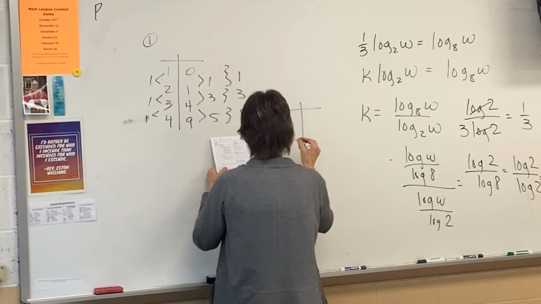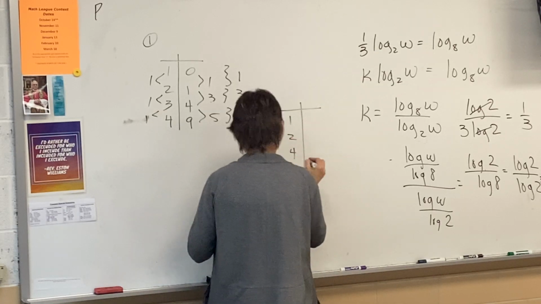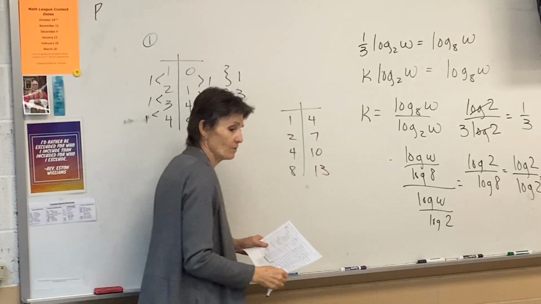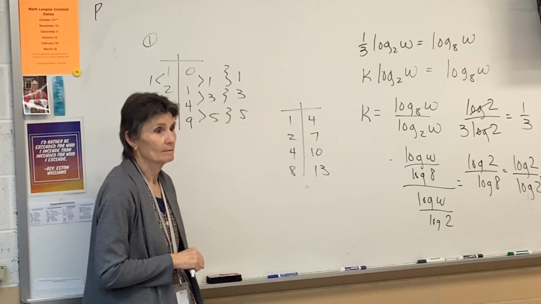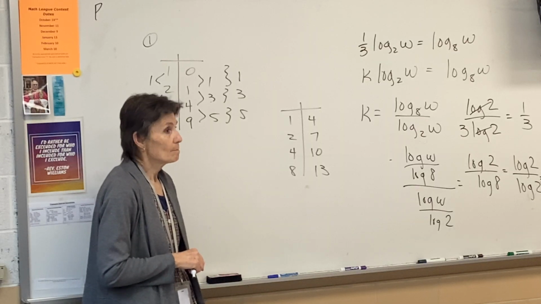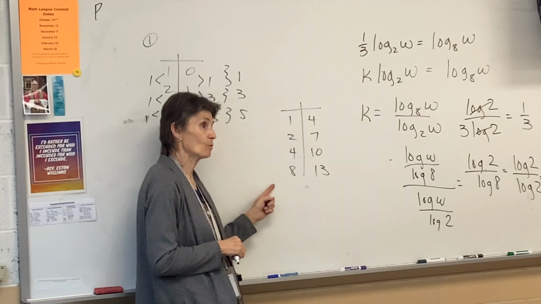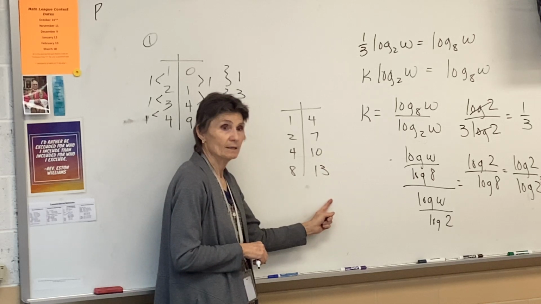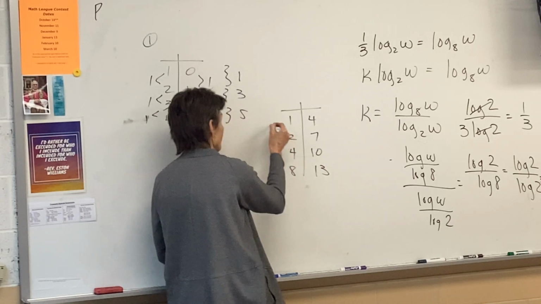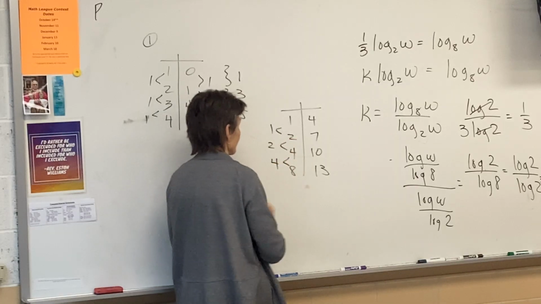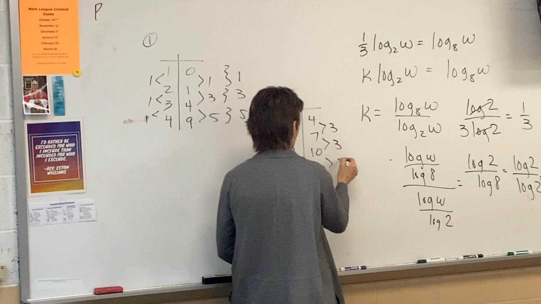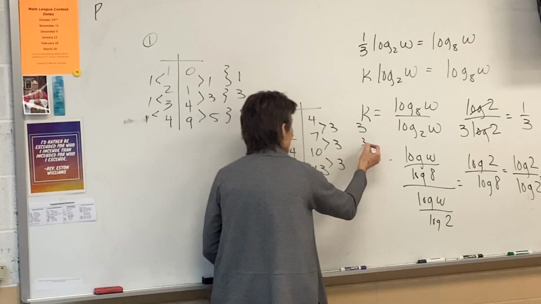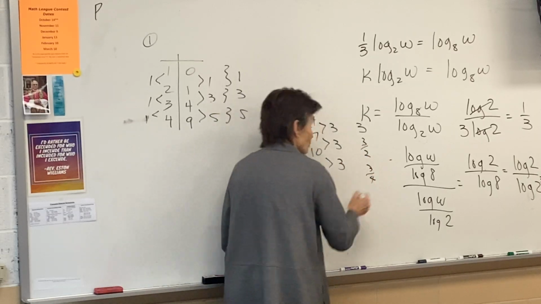The second table is 1, 2, 4, 8, and 4, 7, 10, 13. Before we go any farther, what kind of table is that describing? Logarithmic. Because what is happening to these guys? They are growing multiplicatively. And what is happening to these guys? They are growing additively. All right, let's look at the rates of change. So here we go. Our first rate of change is 3. Our next one is 3 halves. And our next one is 3/4.